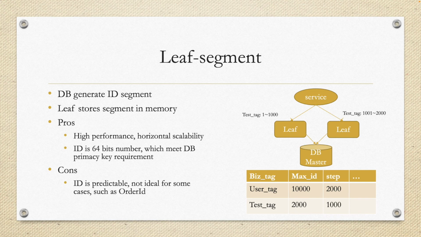The con is that this ID is predictable. So in some cases, it is not a good solution. For example, if you use this ID as an order ID and it's exposed to the clients, then the clients can use this ID to guess how many orders your service created every day. And this will leak business secrets.